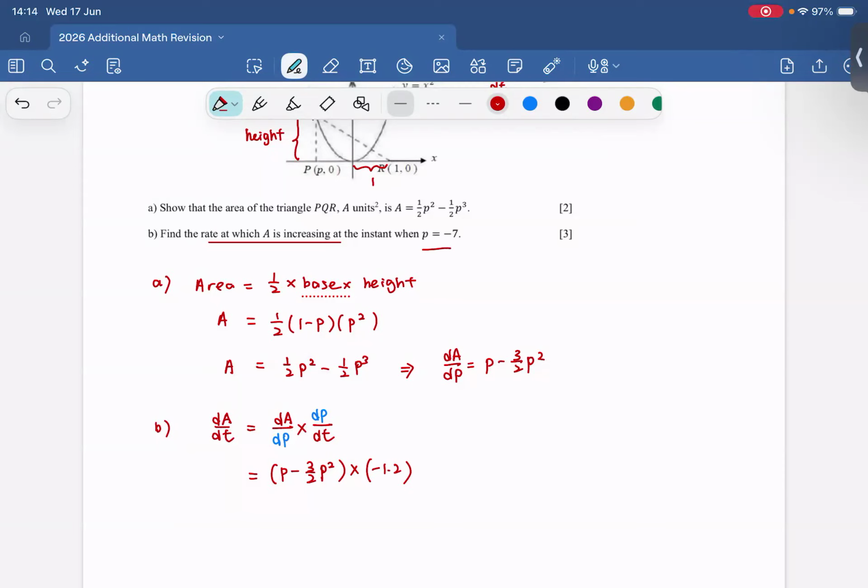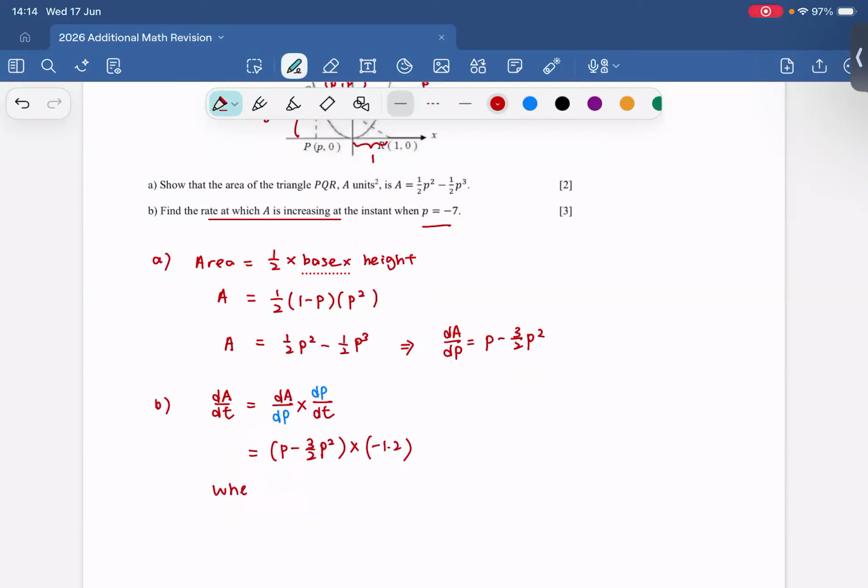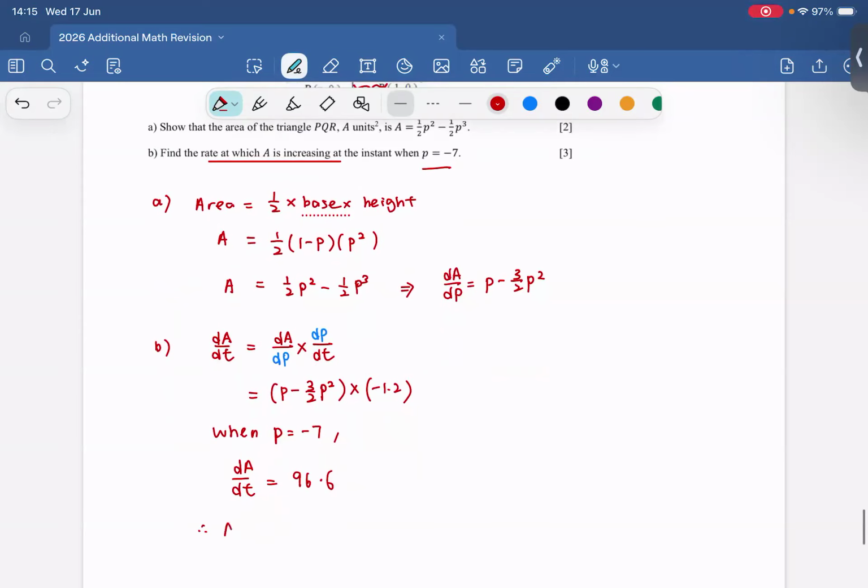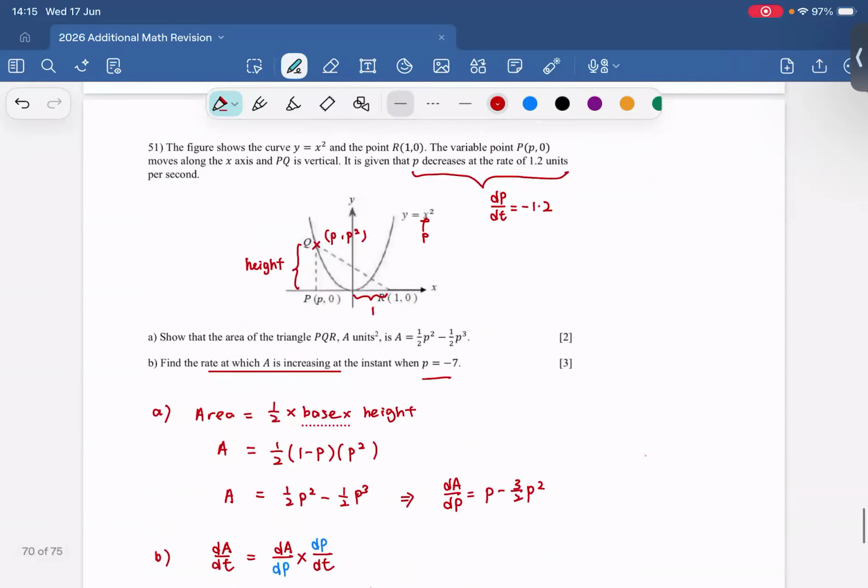They say at the instant where P equals -7. So when P equals -7, dA/dt is equal to, just sub your -7 inside. You will get 96.6. So you conclude, therefore, area is increasing at a rate of 96.6 units squared per second.